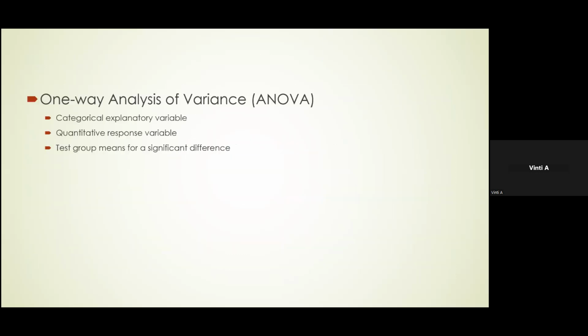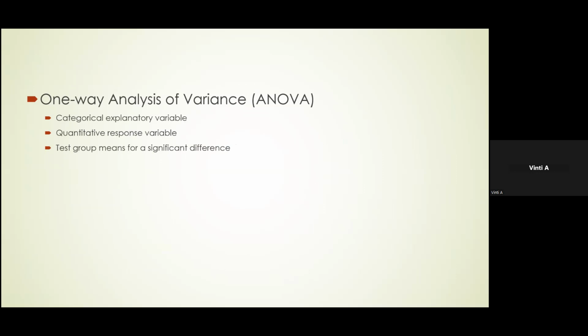Next comes how analysis of variance is calculated. As I said, in a one-way analysis of variance there is a categorical explanatory variable. That means you will have categories, so you have A, B, C.